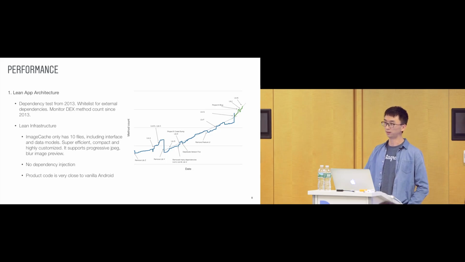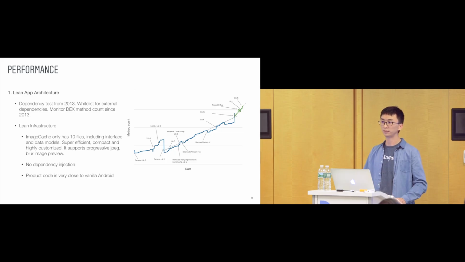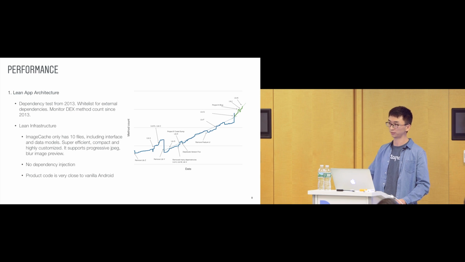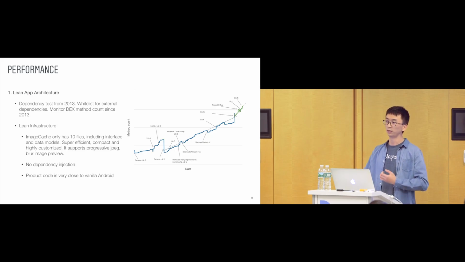For instance, for external dependencies, we have dependency tests where we can ensure every external dependency is listed in a whitelist. And from the whitelist, you can trace back to when and where, and for what reason, an external dependency was added to your app, so that you can audit the dependencies. Every time a new dependency is added, we make sure it is only added when you really need a large portion of it.